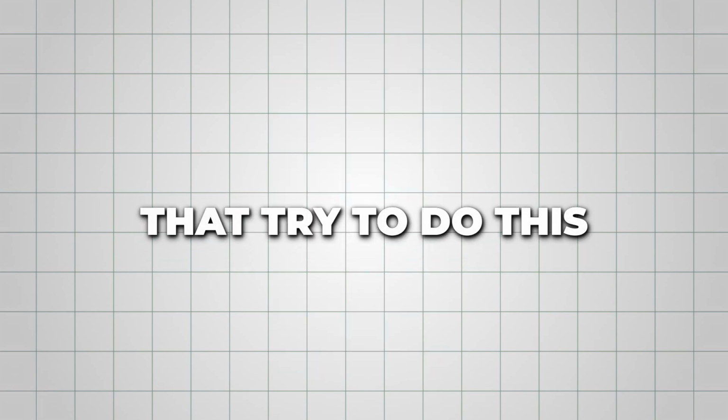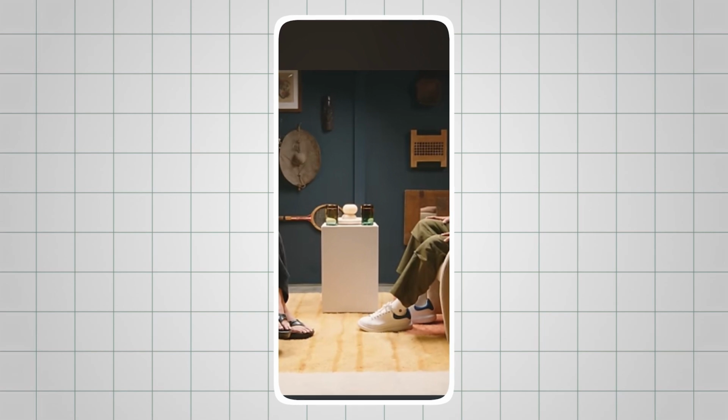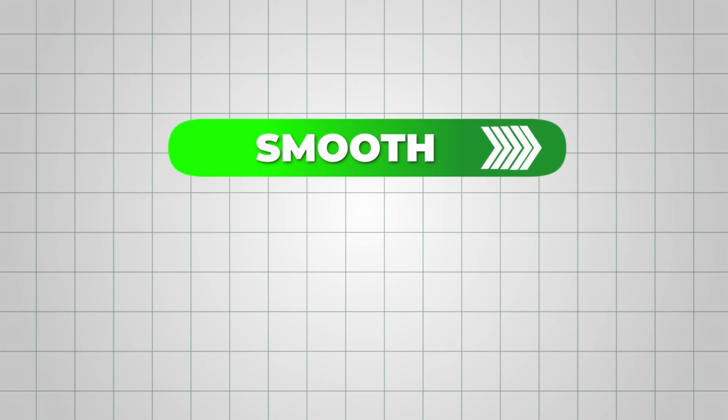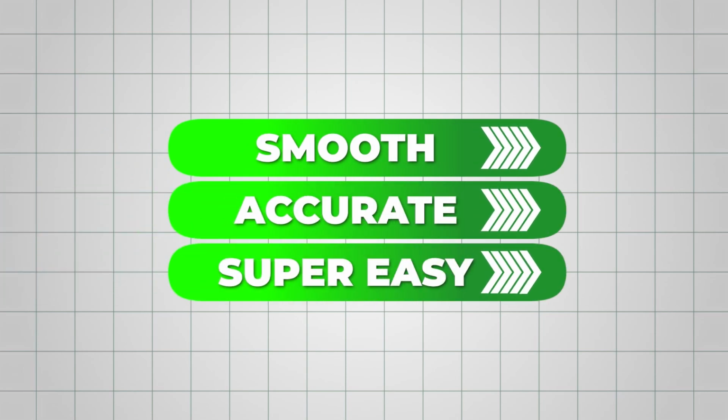Other AI tools that try to do this often mess up the framing or cut off the host or guest completely. SendShort, on the other hand, keeps everything perfectly centered and natural. It's smooth, accurate, and super easy to use.